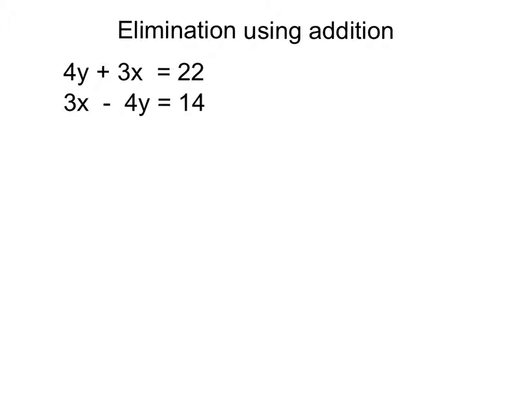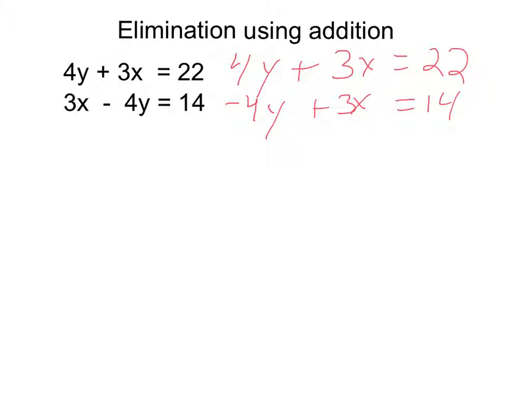Okay, so you should have resumed the video by now. The first thing we're going to have to do is rewrite one of the equations so that they're in the same order. We can go ahead and write 4y plus 3x equals 22. This next one I'm going to move the negative 4y to the front. The commutative property lets me do that. Plus 3x equals 14. We're going to add these equations.